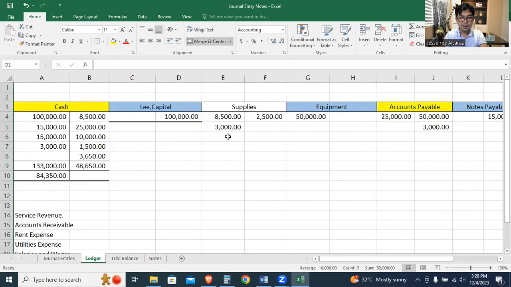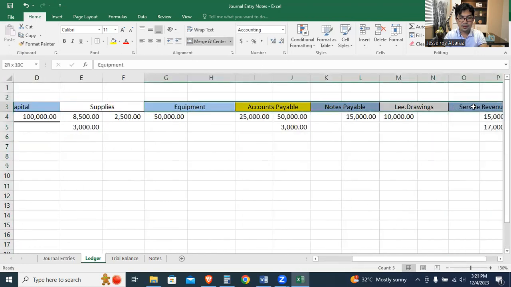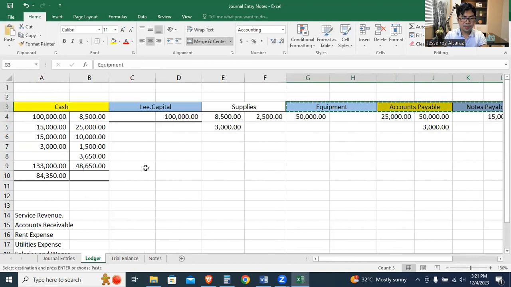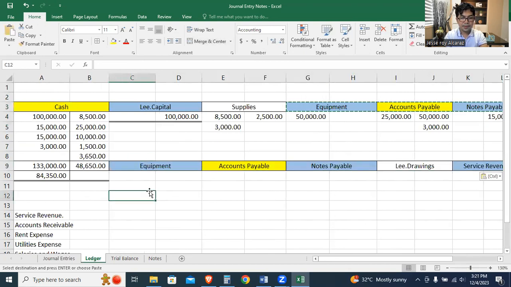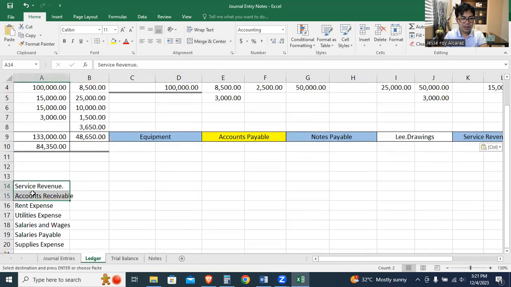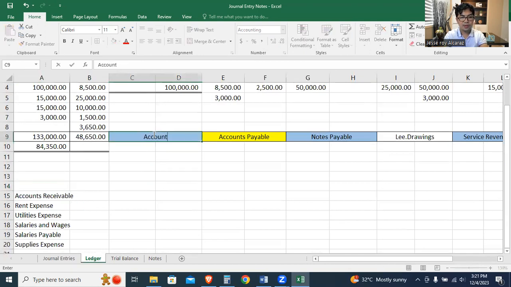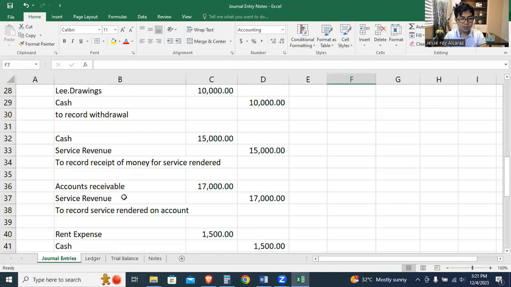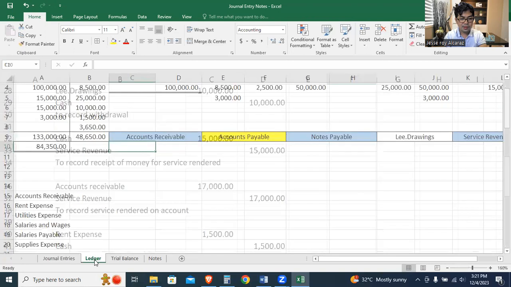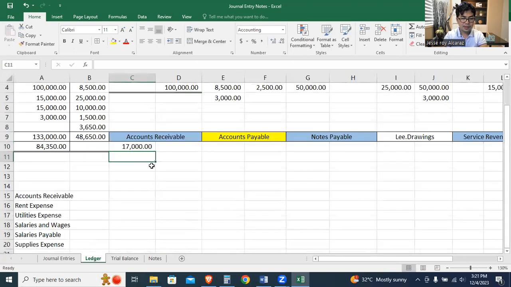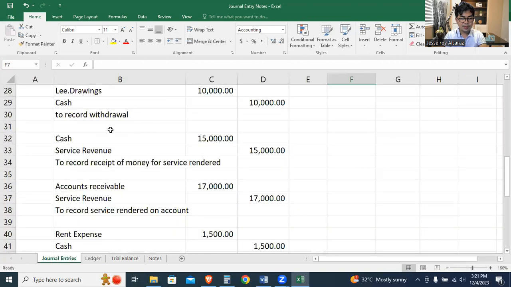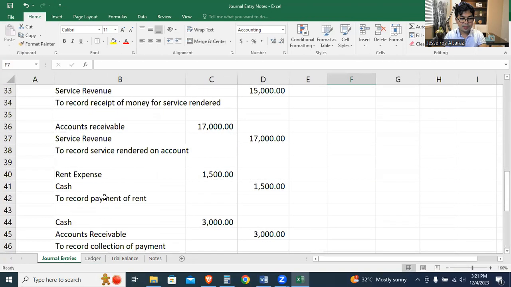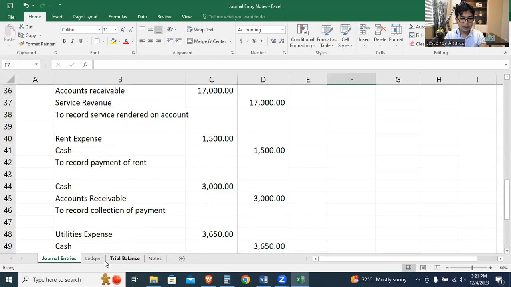Okay. So next. Doon na sa baba, accounts receivable. So, ayan, 17,000 debit. 17,000 debit. Yung credit, 3,000 pesos.